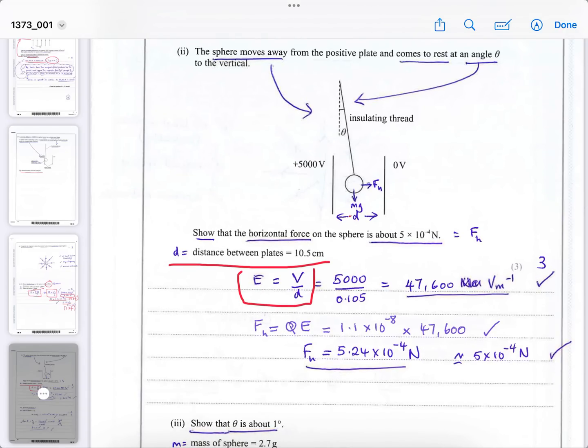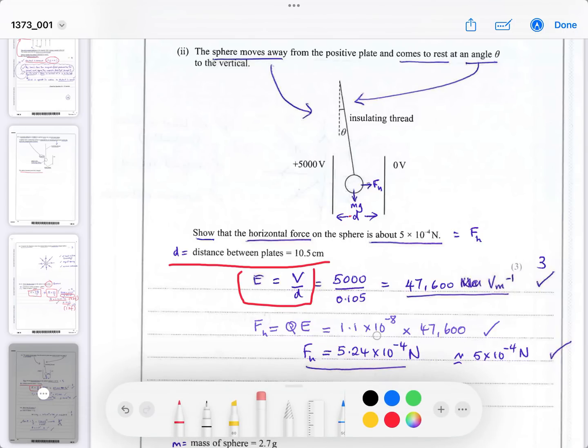And then you want to work out the horizontal force, and you know that force is equal to the charge, which is in this case the charge on the sphere, which we worked out in the previous question as 1.1 times 10 to the minus 8 coulombs to 2 significant figures.